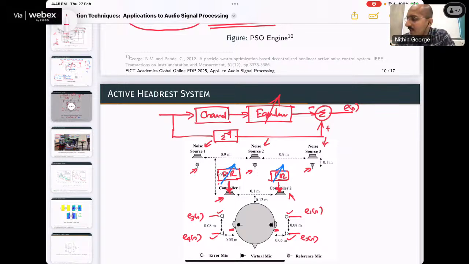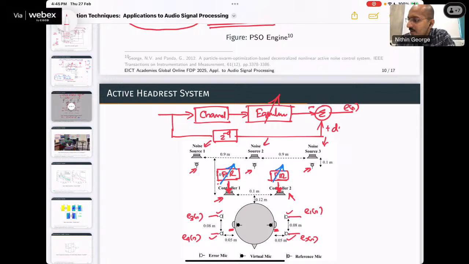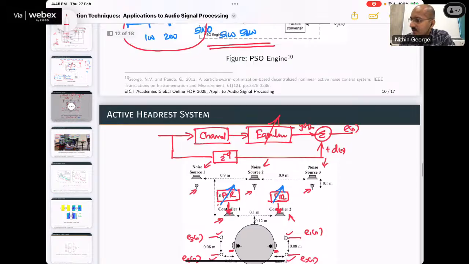Understood. So you are able to make a measurement of d of n and y of n, and then you are able to update the equalizer such that the bit error rate is going to be reduced. And that is what we do in channel equalization. Here what we are doing is not like that.